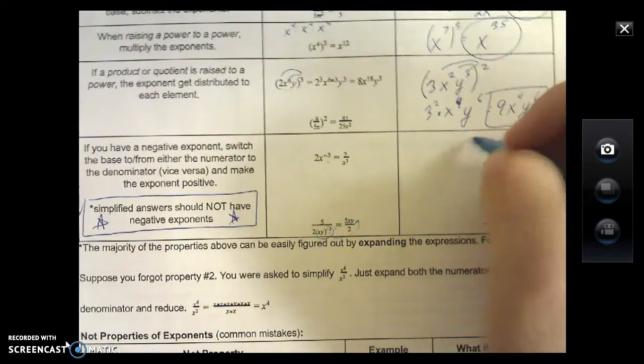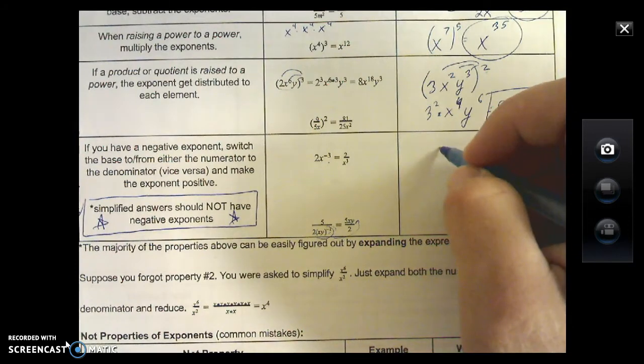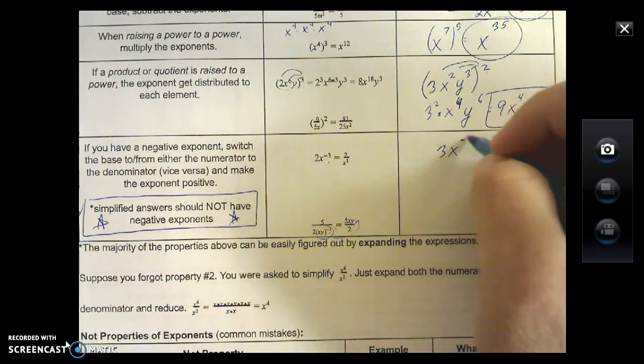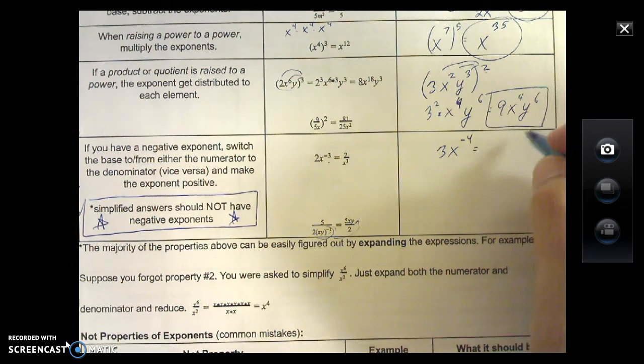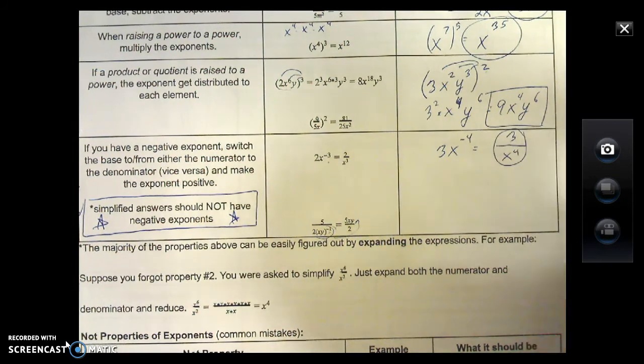So let me give you guys 2 examples. I'll make it real simple for you. 3x to the negative 4th. Keep the 3 where it's at, but you send the x to the 4th downstairs.